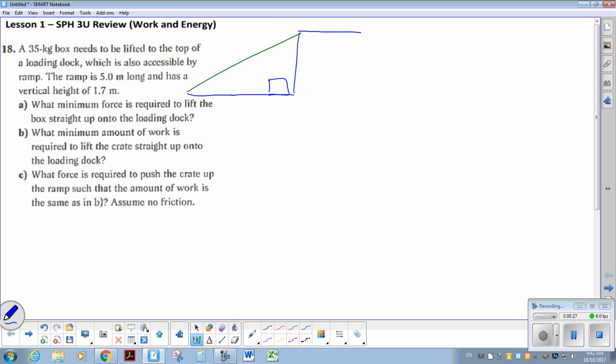The ramp's 5 meters long. It has a height of 1.7 meters. So definitely not to scale there. A, what minimum force is required to lift the box straight up?